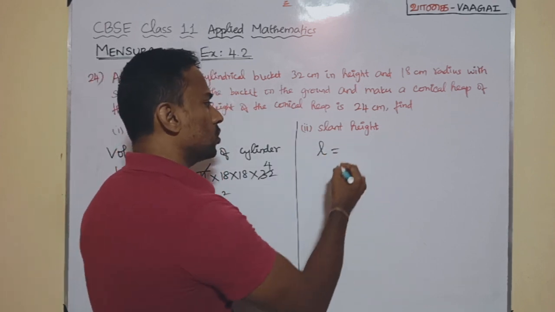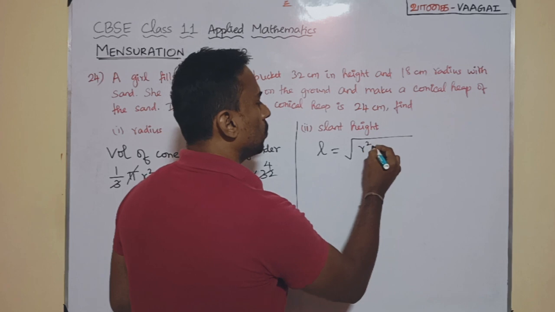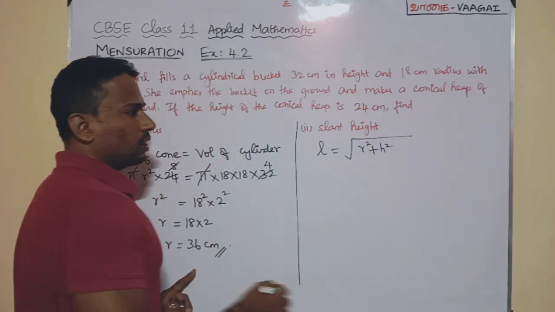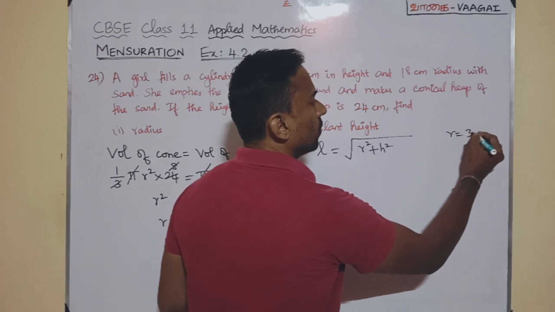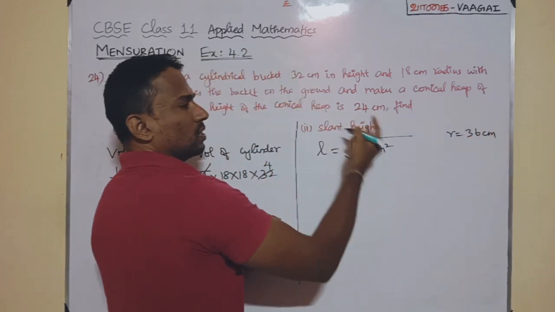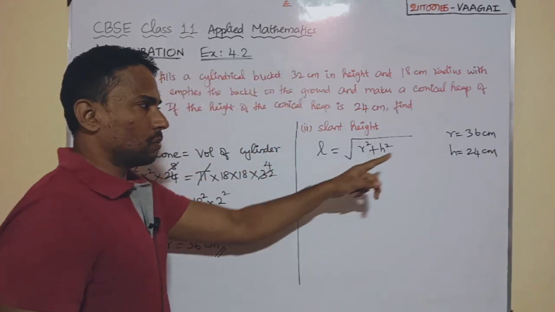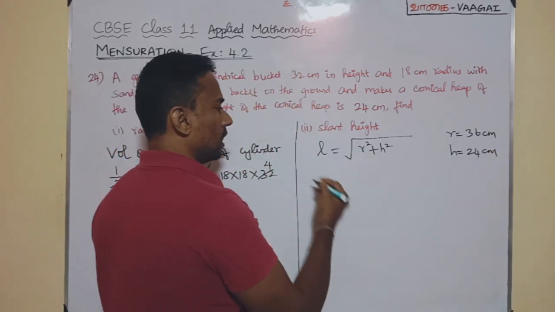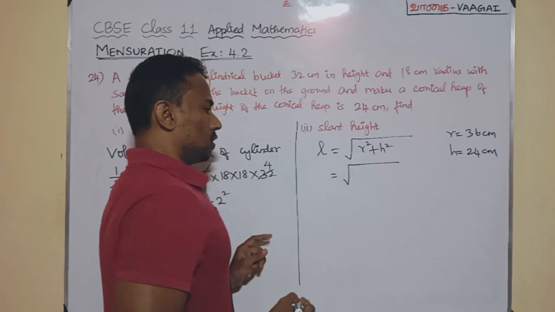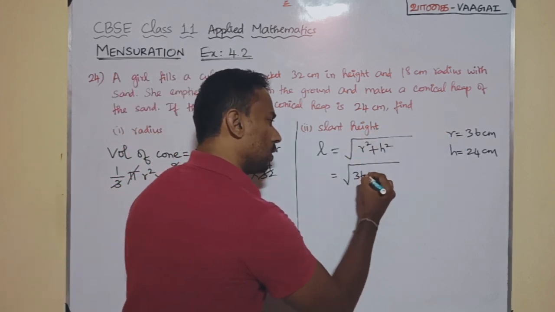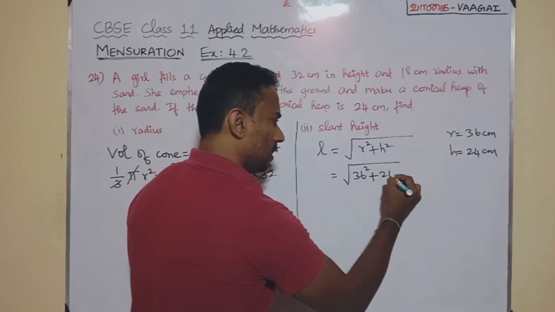L is going to be square root of r square plus h square. We already have got the value of r. R is going to be 36 centimeter. And h is there in the question itself. Height of the cone portion is 24 centimeter. Just substitute it here. We will be able to get the answer for L also. So L will be nothing but square root of r square, which is 36 square, plus h square, which is 24 square.